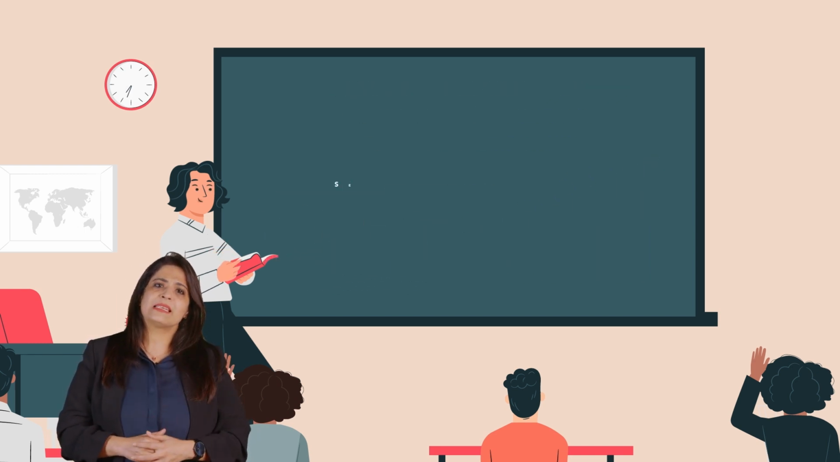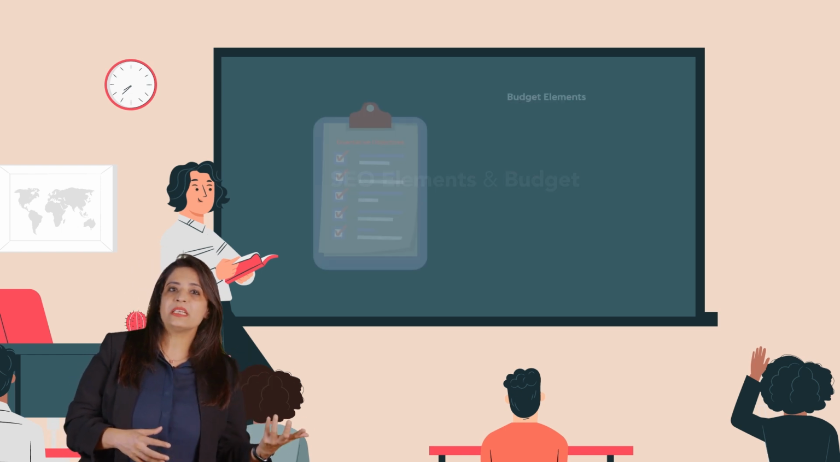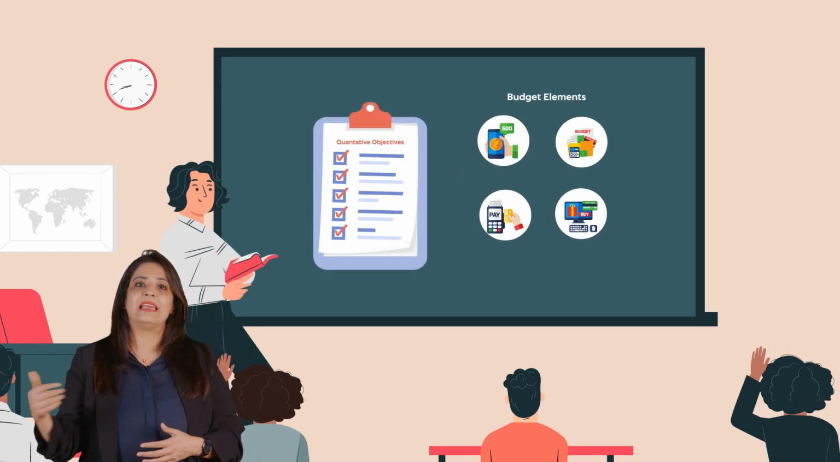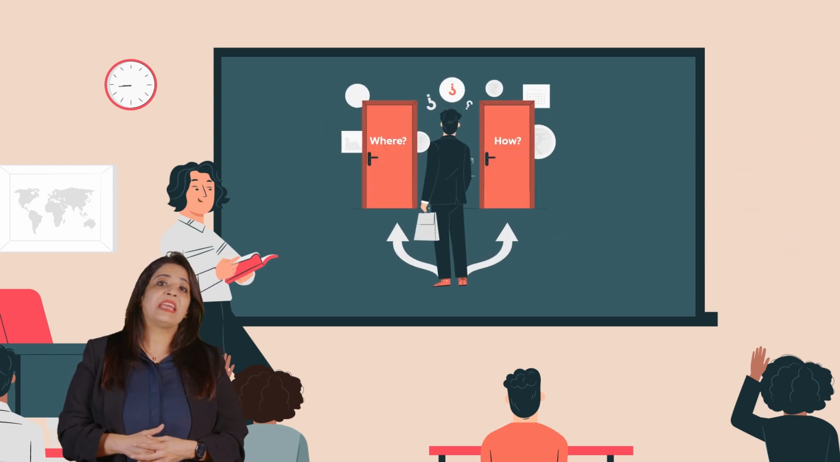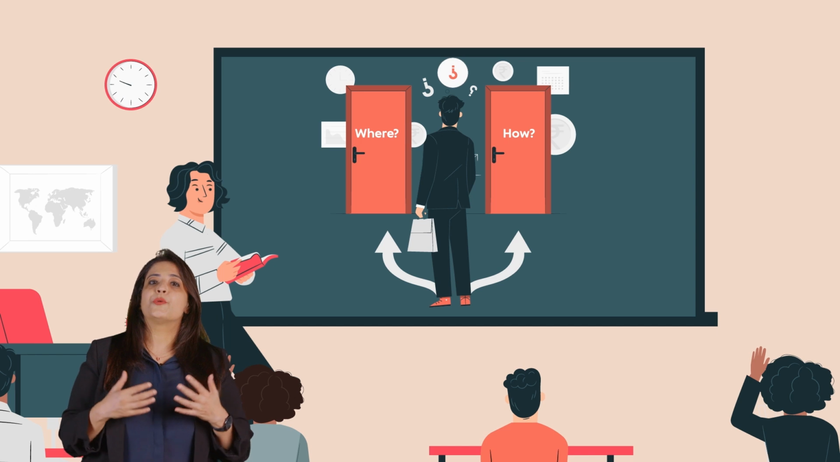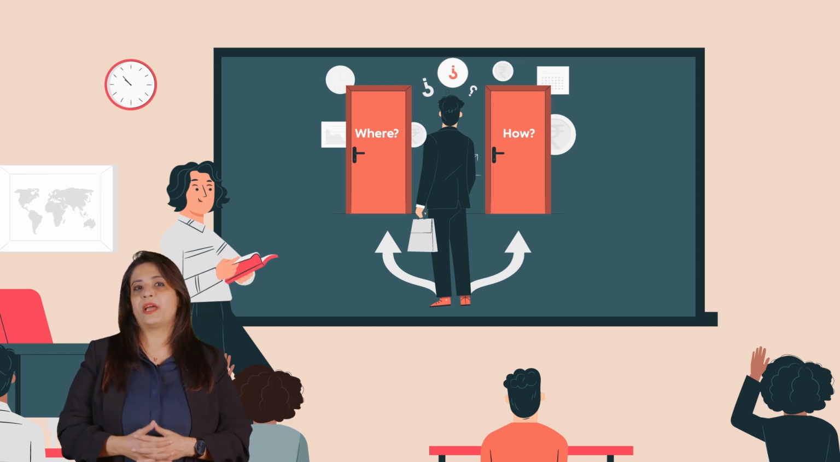Now, let us discuss the SEO elements and budget. The quantitative objective needs to be converted here into budget elements. You have to carefully decide where and how to spend money to achieve these pre-decided numbers in the short run.